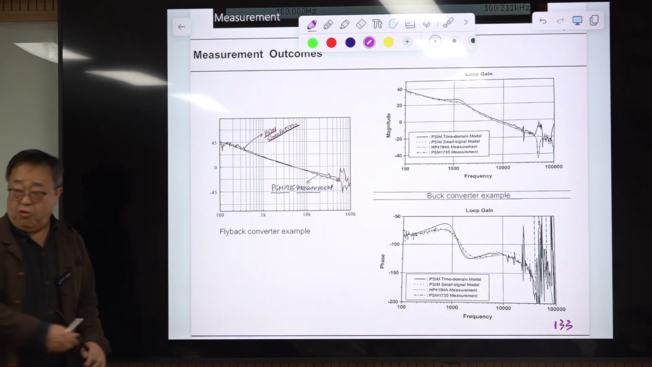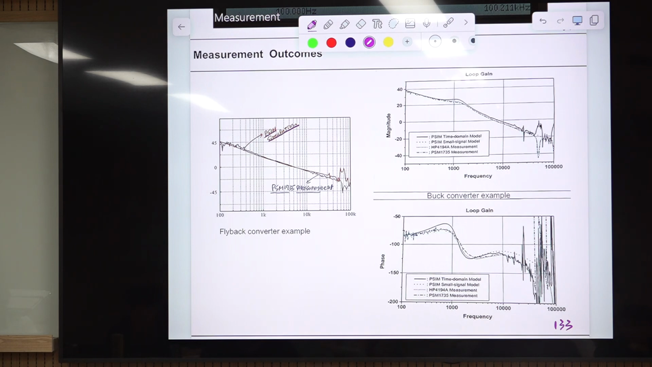Okay, but it also shows this noise characteristics at this frequency. This one at this frequency, at low frequencies, and at these high frequencies. Okay, I'll explain the origin of this noise, and this is the flyback converter example. Here we have another example. I used a different converter, which is a buck converter.